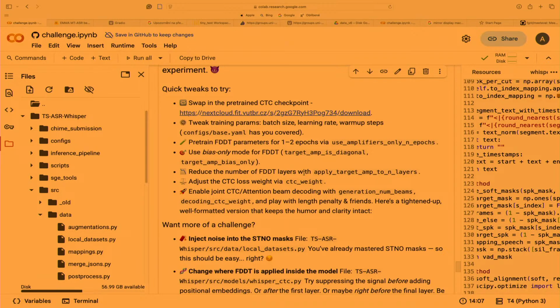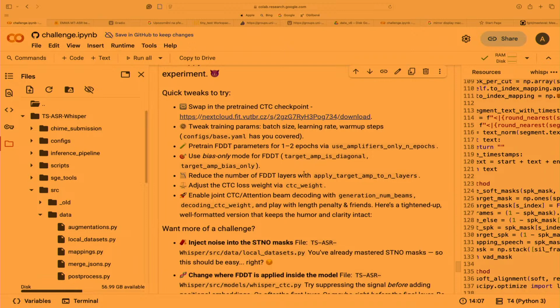Another trick that you can try is to not apply this FDDT layer on all encoder layers in the Whisper, but apply it to only some of them. Let's say half of the layers or 2 layers. In our experiments, we've seen that just the single layer is enough. So by default, there is -1, which says apply to all layers. If you replace it with 1, you should also get quite a reasonable solution. And it will be much faster to train.